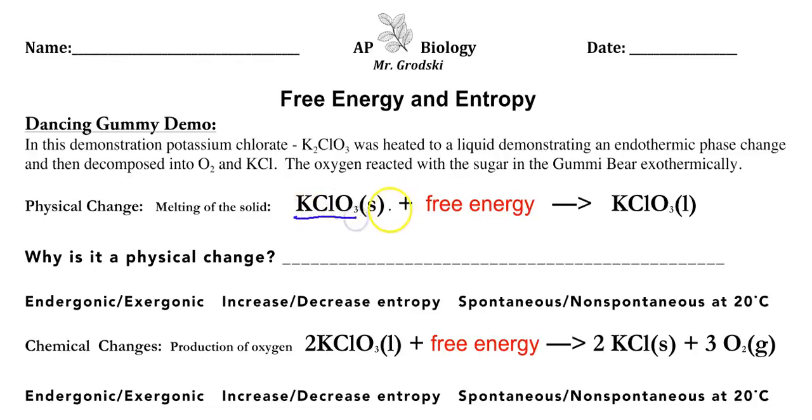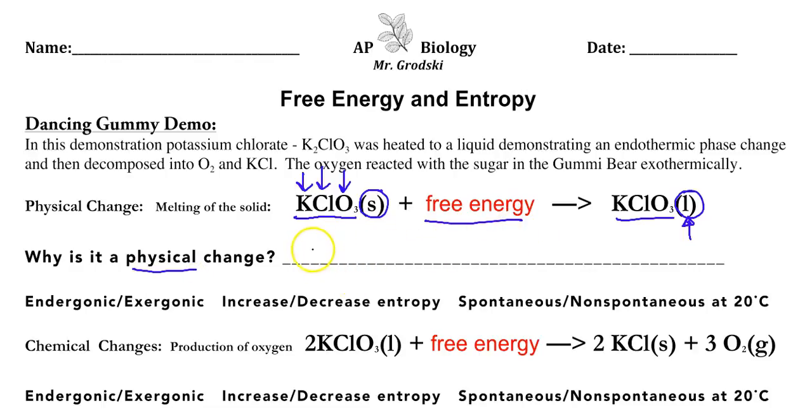Now, this is a molecule, or at least we're going to call it a particle. This is potassium, chlorine, and oxygen, and there's one potassium, one chlorine, and three oxygens, with free energy becoming potassium chlorate liquid. So if you notice, the chemical formula, one potassium, one chlorine, three oxygens becomes one potassium, one chlorine, and three oxygens. The only thing that's changing is that we have a solid going to a liquid, okay? So this is a physical change, and the reasoning is very simple.